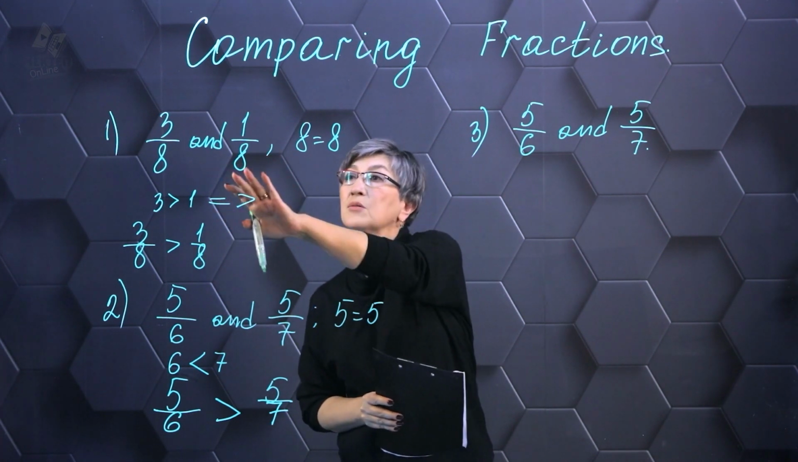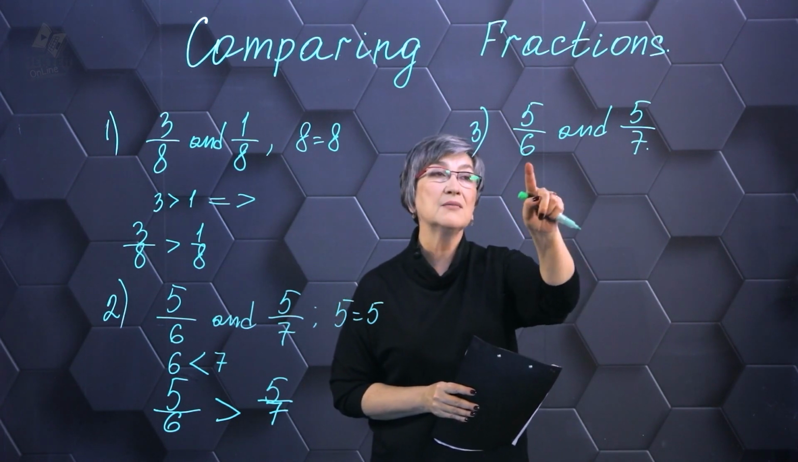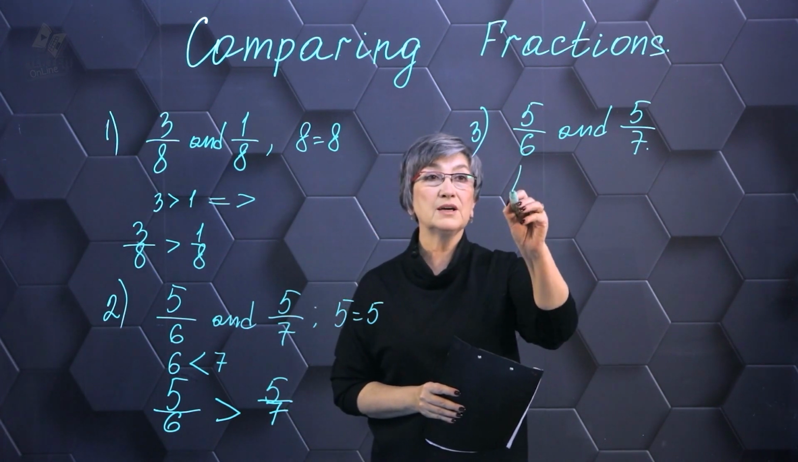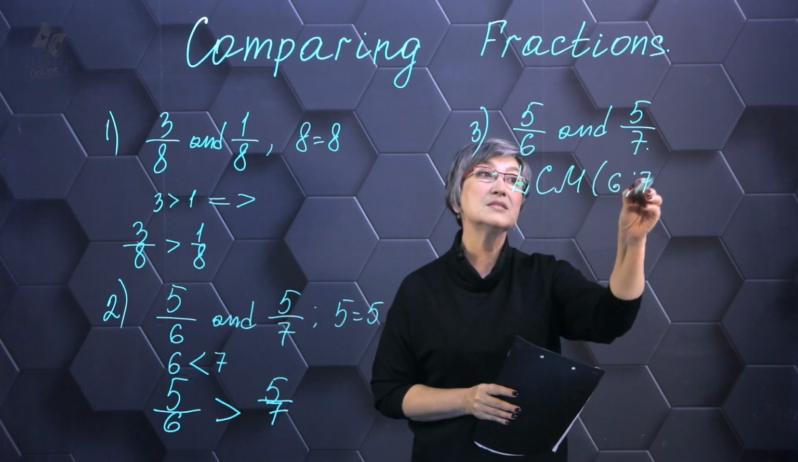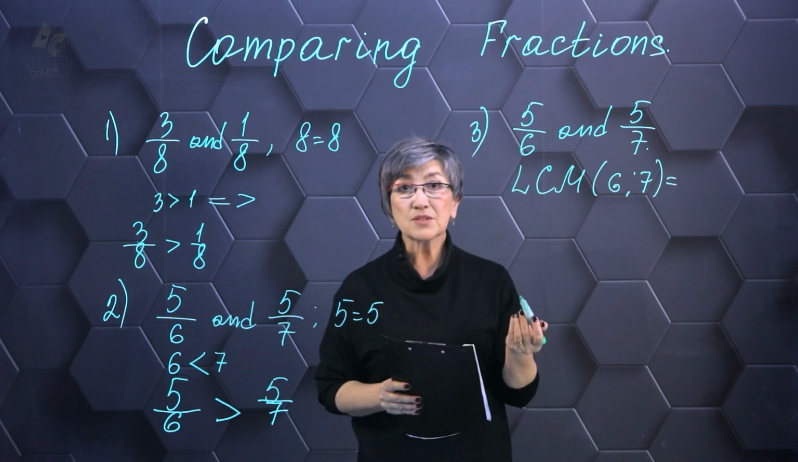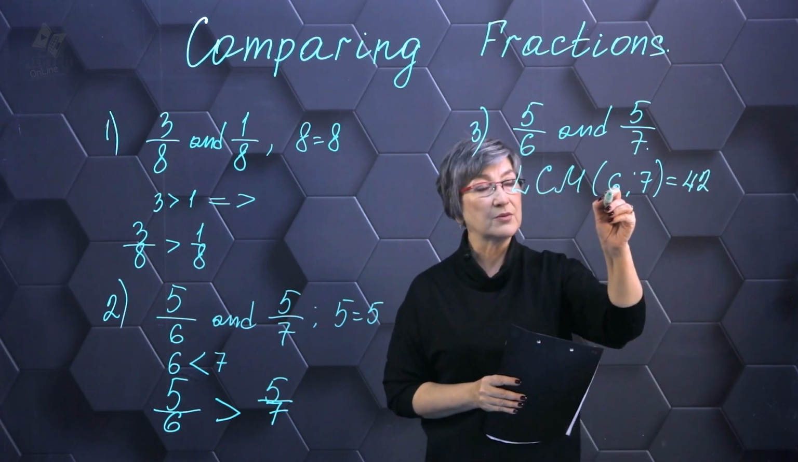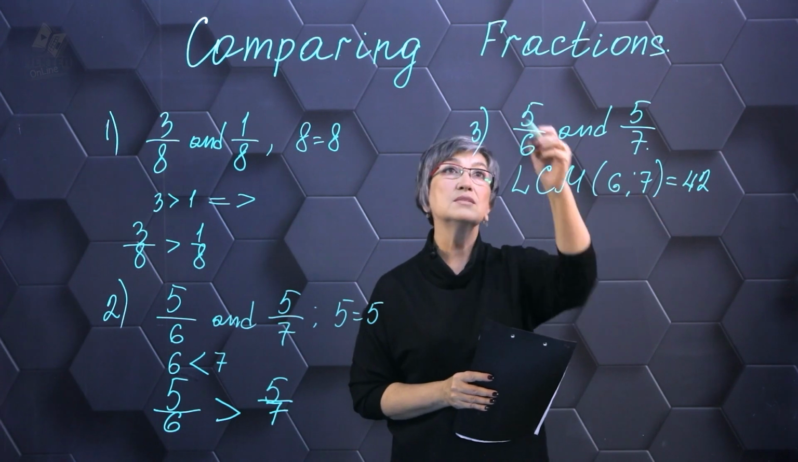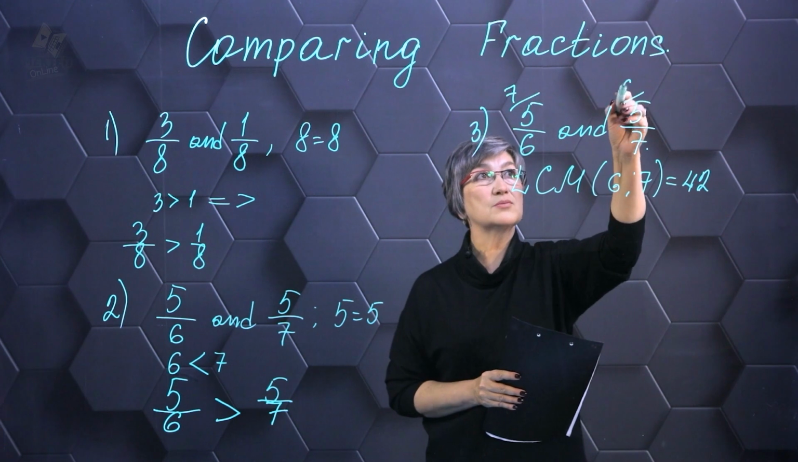But in order to do that, I need the denominators to be the same. So I have to bring these two fractional numbers to the same denominator. And that's why I find the least common denominator for the numbers 6 and 7. And that number is 42, because 42 is divisible by 6, and 42 is divisible by 7. So 42 divided by 6 is 7. And 42 divided by 7 is 6.